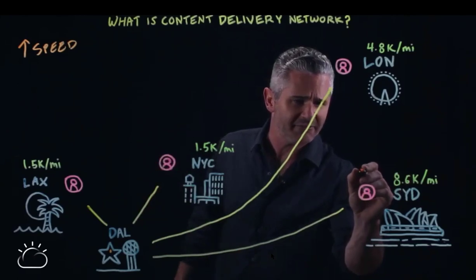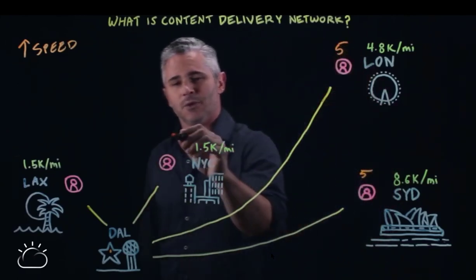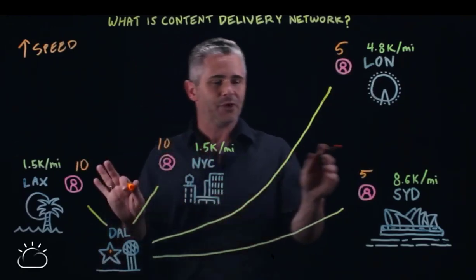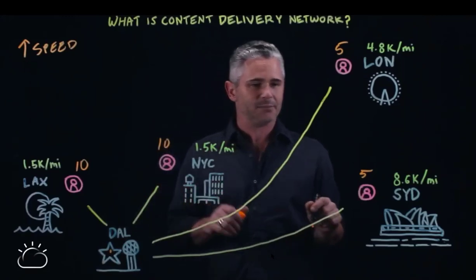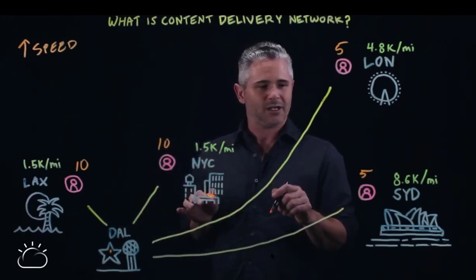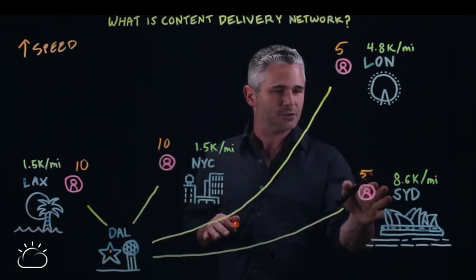So in Sydney, I might have 5. In London, I've got 5. New York, I might have 10. LA, I might have 10. So I've got 30 users around the world that are accessing my server and my website down in Dallas. So let's kind of follow a set of these users in their journey. Let's look at their users down in Sydney.